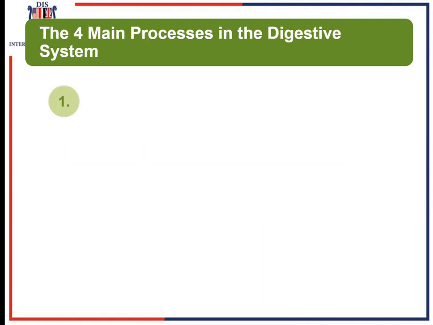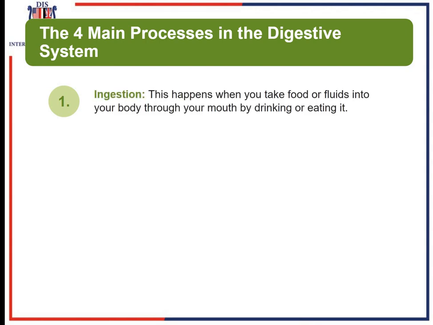What are the four main processes in the digestive system? First, I will eat the food. I will take in the food, which is ingestion. So I'm taking in the food. This happens when you take the food or fluid into your body through your mouth by drinking or eating. So this is ingestion.